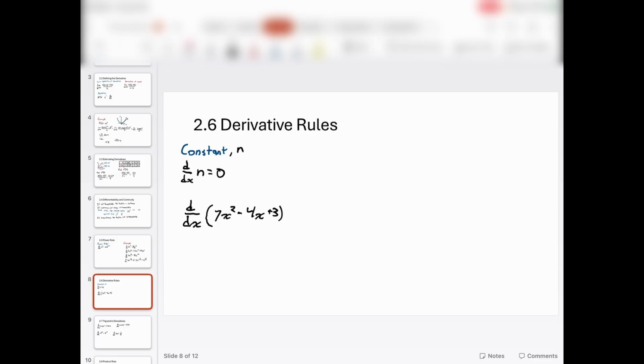So we have the derivative of a constant is always 0. And so when you take the derivative of, like, a polynomial, for instance, you can take the derivative of each individual part. So with this example, you can just take the derivative of this, then this, then this. So doing that, using the power rule, you get 14x minus 4. The derivative of a constant is just 0.